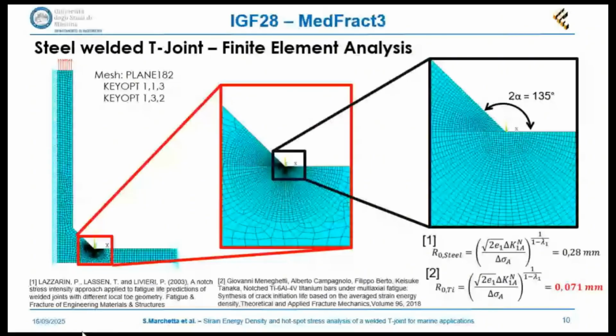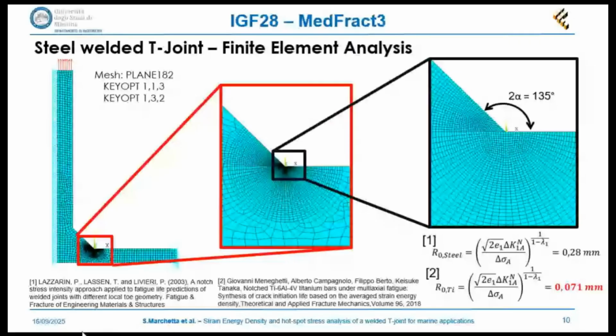As for the control radius value, the one for steel is nowadays well consolidated, and was evaluated by Livieri and Lazzarin. The second one, for titanium, was evaluated by Meneghetti, but it refers to the base material, not the welded one.